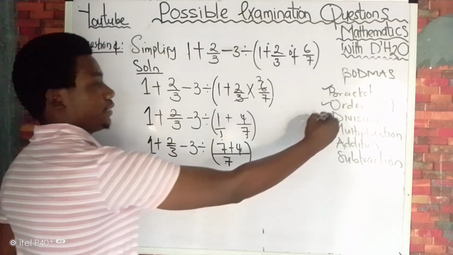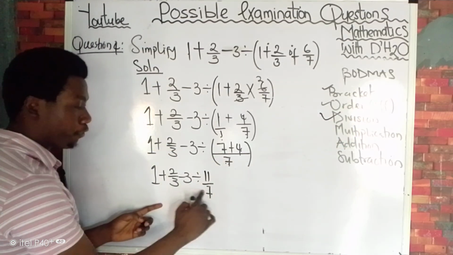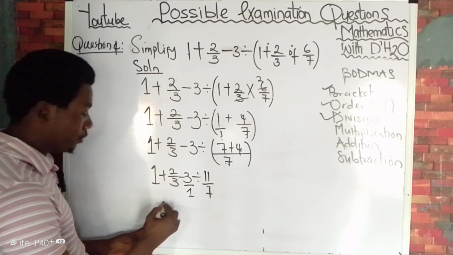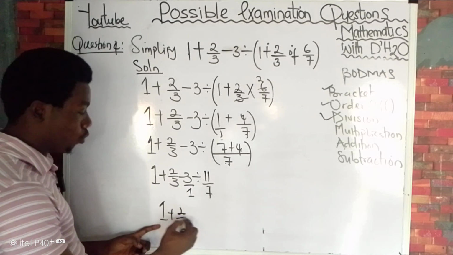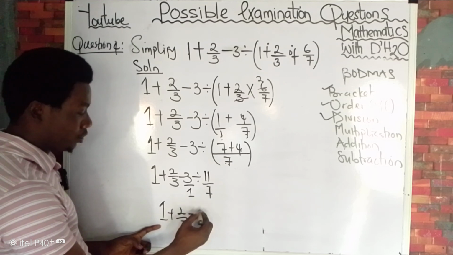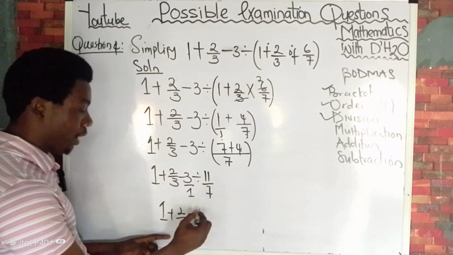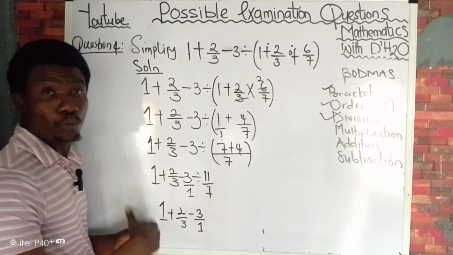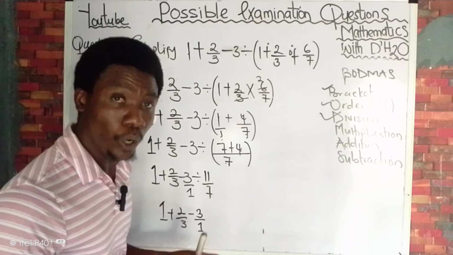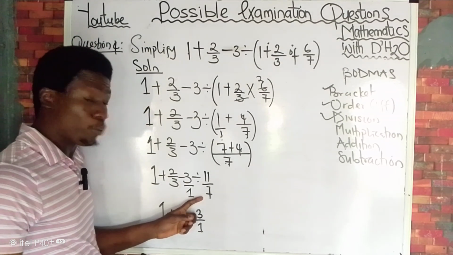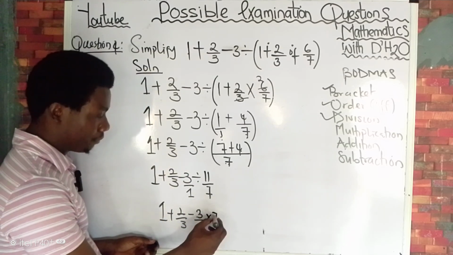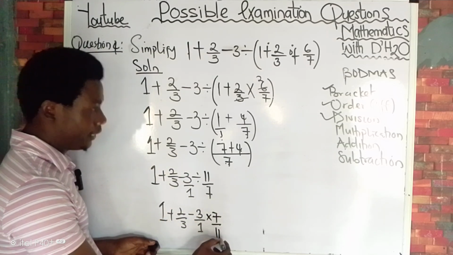What do we do next? Division. So we have to focus on this division first. So here is over 1. We have 1 plus 2 over 3 minus, we are dividing this first. You have 3 over 1. Remember, in division, you have to turn it to multiplication. And when that is done, you take the denominator to become the numerator and reverse it. So you have times 7 over 11.